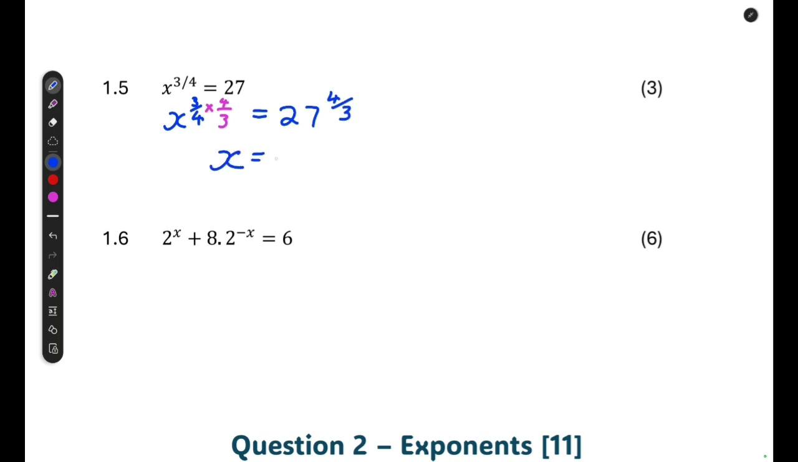Now, normally these sums tell you, do this without a calculator. So you need to convince your teacher. And the way to do that is just to write the 27 like that, and then I can see my exponent, the 3's will cancel out. So the answer is just 3 to the power 4, which is the same as 81.